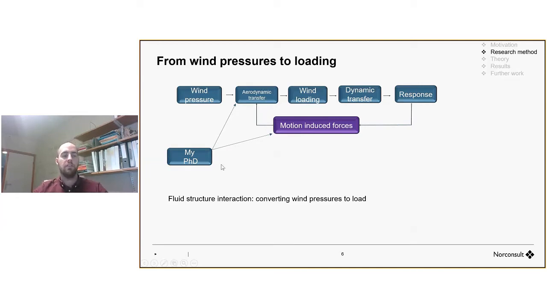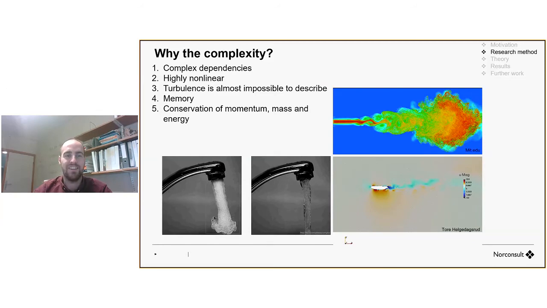So it's basically a fluid structure interaction converting wind pressures to loads. Now it seems kind of simple, but it's really not. Here you can see, on the top right, this picture kind of shows the complexity of the problem. This is just a normal flow out into a stationary fluid, and it looks chaotic because it is chaotic. Turbulence is really hard to model.